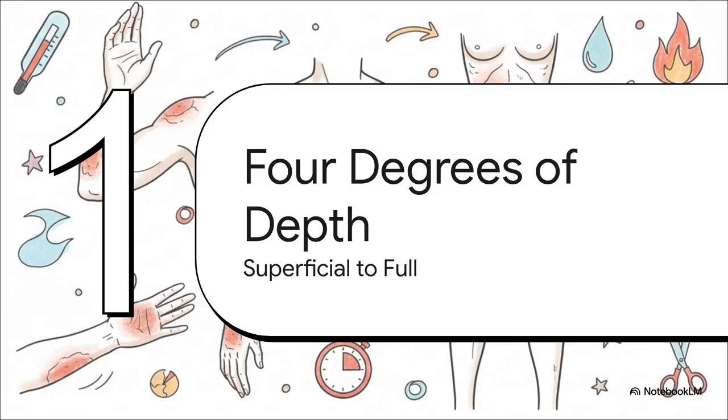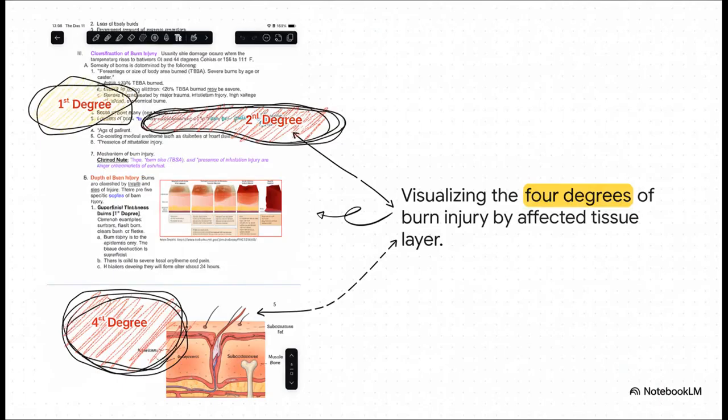All right, now let's get into the real nitty-gritty of classification, understanding the depth of the injury. We break this down into 4 degrees, and each one tells you something different about which layers of tissue have been damaged. This slide is great because it really connects the dots for you. It visually maps our clinical classifications directly onto the anatomy. You can see really clearly how a 1st-degree burn just skims the surface, the epidermis, while a 4th-degree burn can go all the way down to the bone.